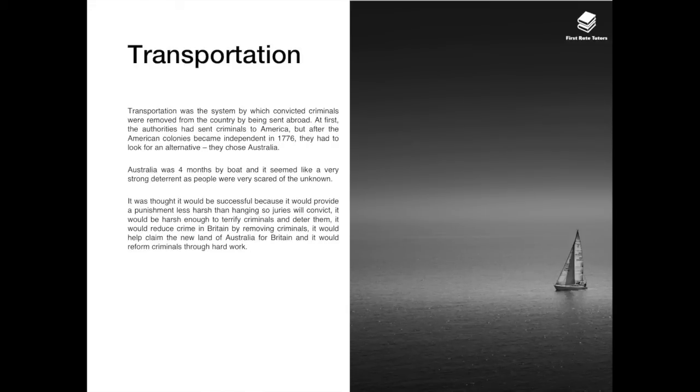Transportation was a system by which convicted criminals were removed from the country by being sent abroad. At first, the authorities had sent criminals to America, but after the American colonies became independent in 1776, they had to look for an alternative. Therefore, they chose Australia. Australia was 4 months by boat, and it seemed like a very strong deterrent as people were very scared of the unknown.